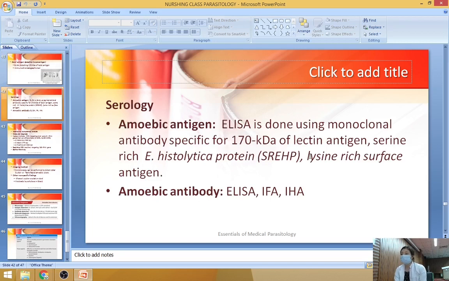Serology we can do with the help of the amoebic antigen ELISA, using a monoclonal antibody specific for the 170 kilodalton lectin antigen, and the serine-rich Entamoeba histolytica protein, SREHP, which is called the lysine-rich surface antigen. Then amoebic antibody ELISA, IFA, and IHA. ELISA means enzyme-linked immunosorbent assay, IFA means immunofluorescent assay, and IHA means indirect hemagglutination assay.